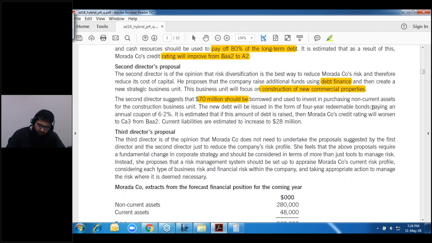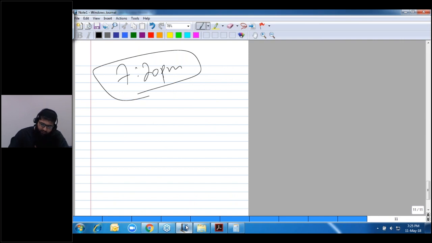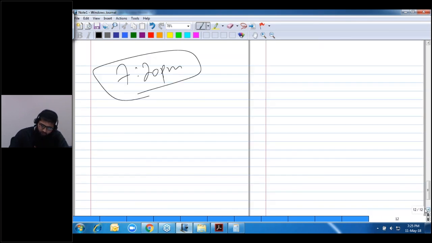The new debt will be issued in the form of 4-year bonds paying an annual coupon of 6.2%. It's estimated that if this amount of debt is raised, then Morada's credit rating will worsen, and so the current liabilities are estimated to increase. Okay. So what we need to do is see what is exactly going to happen in the second director's proposal.